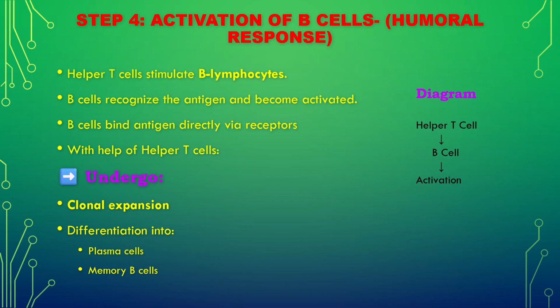Step 5. Activation of the B cells, which is involved in the humoral immune response. That means they produce the antibodies. The helper T cell stimulates B lymphocytes. The B cell recognizes the antigen and becomes activated. B cells bind to the antigen directly via receptors with the help of helper T cells. Then it undergoes clonal expansion, differentiation into plasma cells and memory cells.